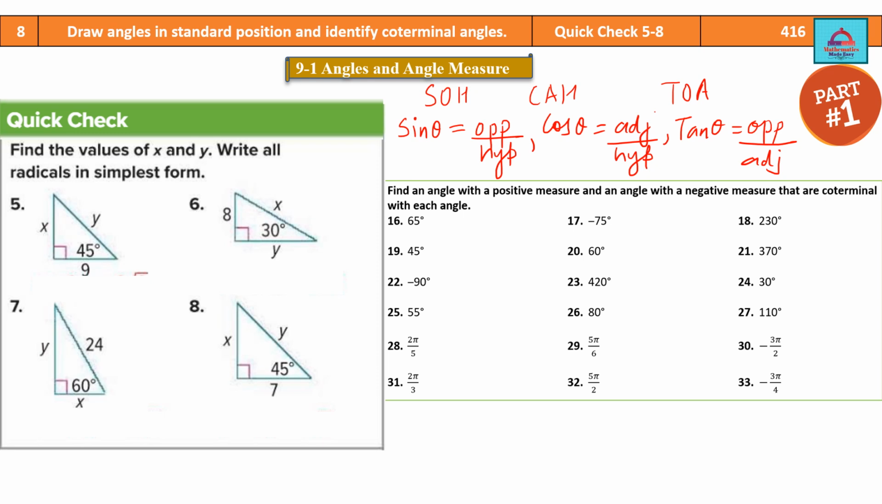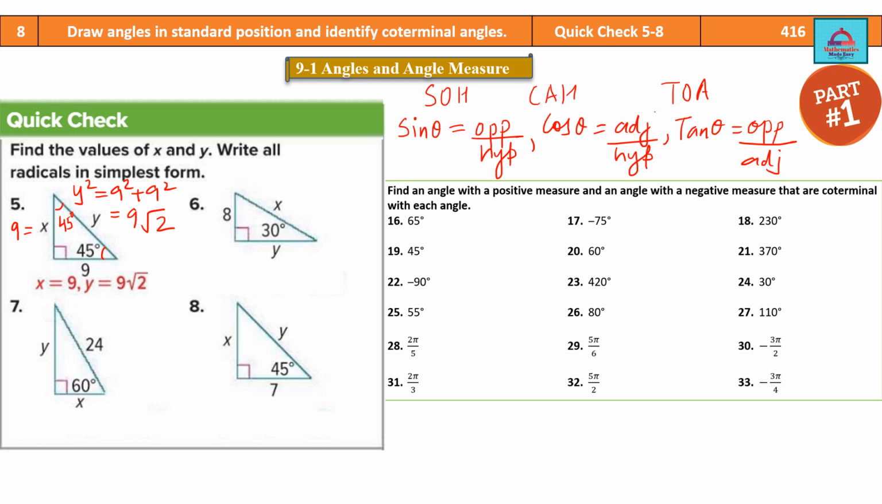So first of all, this angle is 45, then this angle is also going to be 45 by angle sum property. So here for this question, because both angles are 45, these two sides are going to be equal. So x is going to be 9. That's the first thing. And for y, you can use the Pythagorean theorem. y square is going to be 9 square plus 9 square. So this is going to be 9 square root of 2. Okay, that's the value of x and y for question 5.